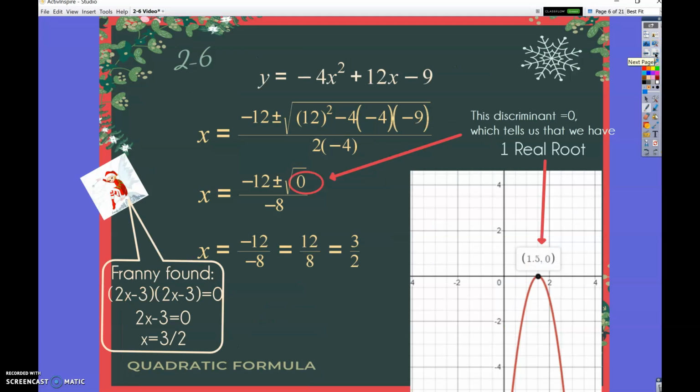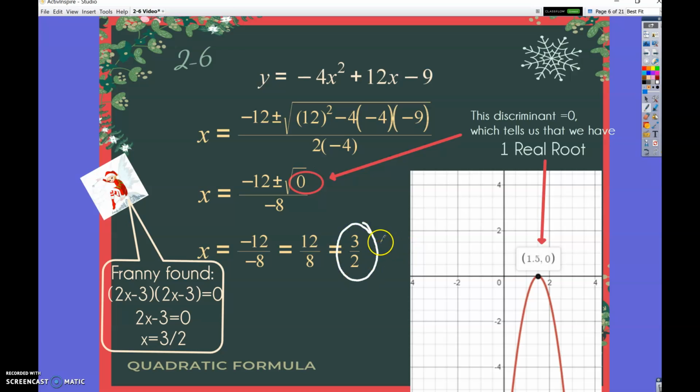Now we look at another example, and again, you may want to pause this video at any time to watch the quadratic formula work and be sure you know how every number is plugged in. This one, we have the discriminant. When we get done solving b squared minus 4ac, we have a 0. So the square root of 0 is 0. It basically vanishes. Therefore, we have -12 over -8, and that's 3/2.